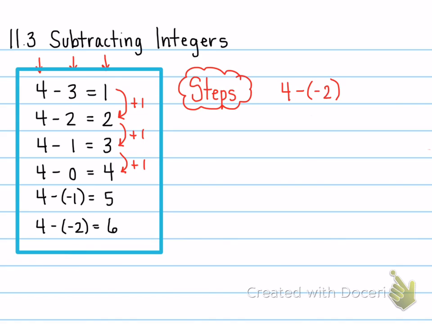We'll look at the very last example we had, 4 minus negative 2, and we're going to show how the answer actually equaled 6. The first step in an integer problem of subtraction is to change the subtraction to addition and take the opposite of the number you're subtracting by.